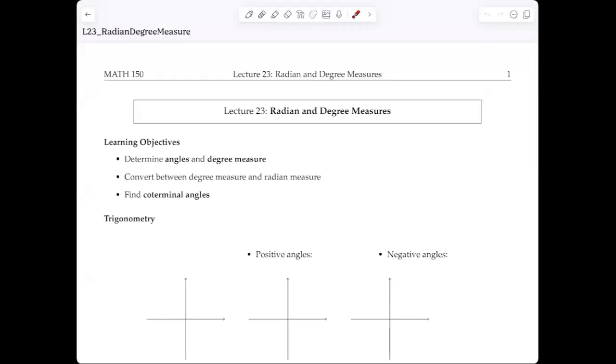So lecture 23, radian and degree measure. In this lecture, hopefully you will be able to determine the angles and degree measures, and also convert between degree measure and radian measure. There's a formula that you can use to do that conversion, and find the coterminal angles of an angle.